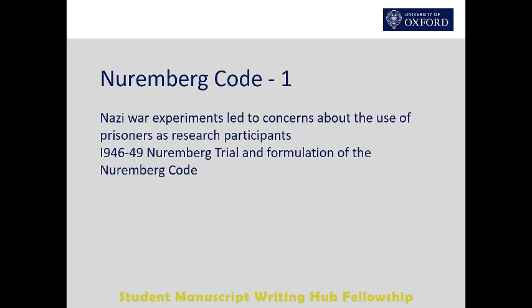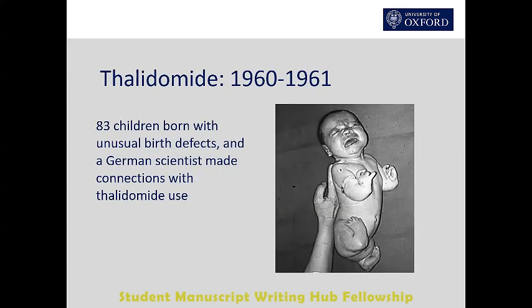But then, remember, this is Nuremberg in 1946. By 1960, we had the thalidomide crisis. With the thalidomide crisis, we had 83 children born with unusual birth defects, and German scientists could connect it to thalidomide use. What was thalidomide? Thalidomide was used to prevent nausea in pregnancy. So you found out that mothers that took it in the first trimester had children with birth defects, especially of the limbs. What was the problem with thalidomide? It was not prescribed for use for nausea in pregnancy. It was a secondary alternative use.